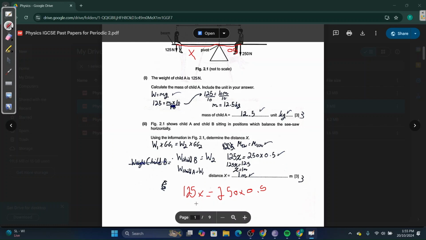Now, 125x is equal to half of 250. Half of 250 is 125. So 125x equals 125. Okay, so x equals 1. For this one, you get points for saying the answer 1 meter. You get a point for saying 125x is equal to 250 times 0.5, and you get a point for saying the clockwise moment equals the counterclockwise moment. Okay.